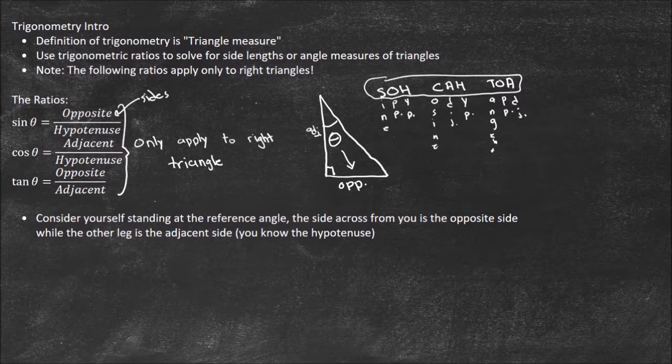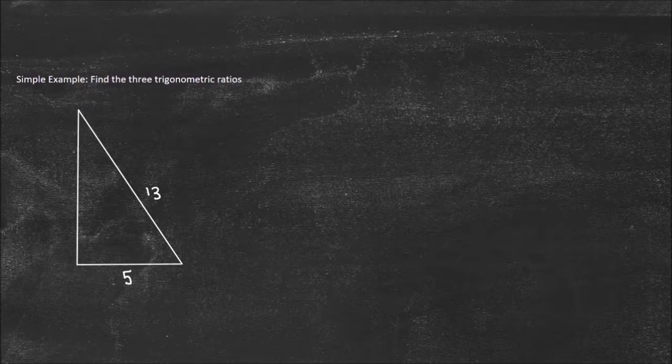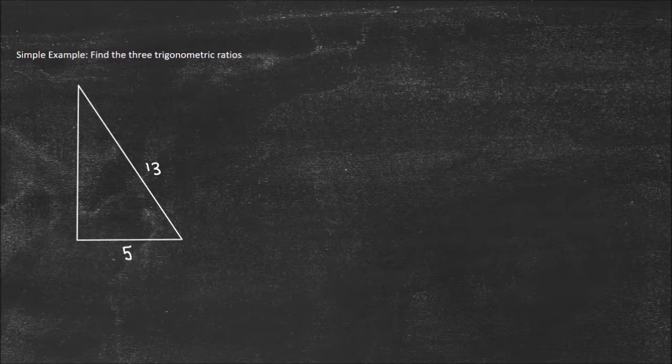So let's just look at an example here, and notice that the hypotenuse will always be the same. The hypotenuse is always the side opposite the right angle, no matter where our reference angle is. Okay, so find the three trigonometric ratios for this triangle here. And notice that it is a right triangle. We couldn't do it if it wasn't. The trigonometric ratios only work for right triangles.